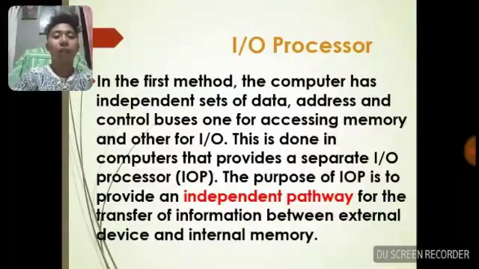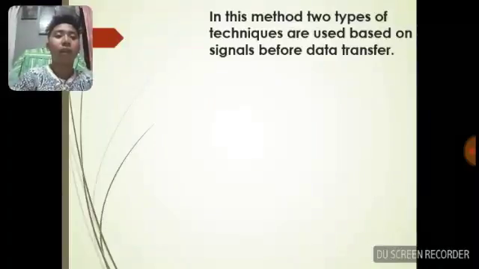Input-output processor is the first method. The computer has independent sets of data, address, and control bus, one for accessing memory and another for input-output. This is done in computers that provide a separate input-output processor, IOP. The purpose of the IOP is to provide an independent pathway for the transfer of information between external device and internal memory. In this method, two types of technique are used based on signal before data transfer.